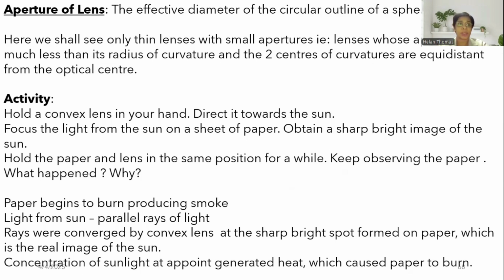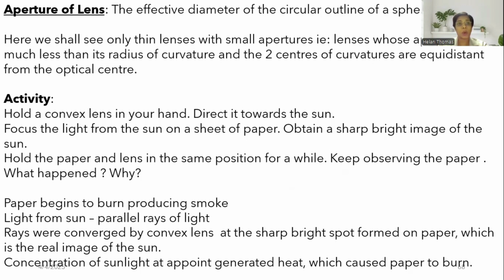have a small aperture. An activity is mentioned in your textbook where you're asked to hold a convex lens in your hand. You direct it towards the sun, and you focus a light ray from the sun onto a sheet of paper, and you obtain a sharp image of the sun on the paper. You're asked to hold the paper and the lens in the same position for a while, and to observe the paper and what happened.